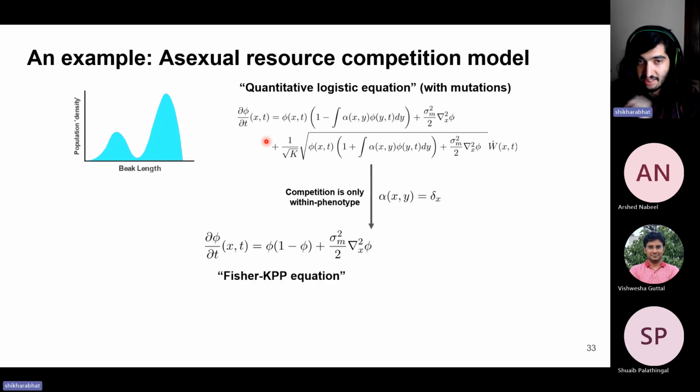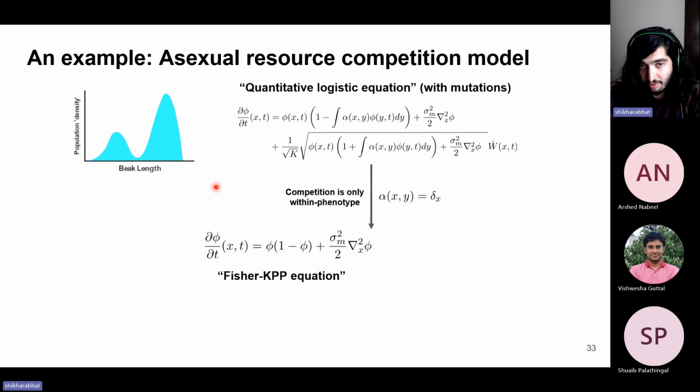And if I just ignore this noise and take the infinite population limit, k to infinity, we arrive at a famous equation called the Fisher-KPP equation. This is supposed to describe spatial dynamics in one dimension, and it is easy to see why this assumption that competition is only within phenotype is a good assumption for spatial dynamics. So this again looks like a logistic equation. This looks like x times (1 minus x). And this is a mutation term, which is modeled as diffusion across state space.